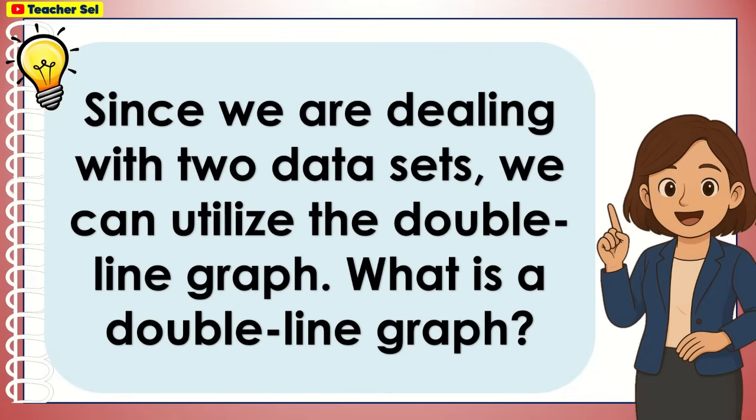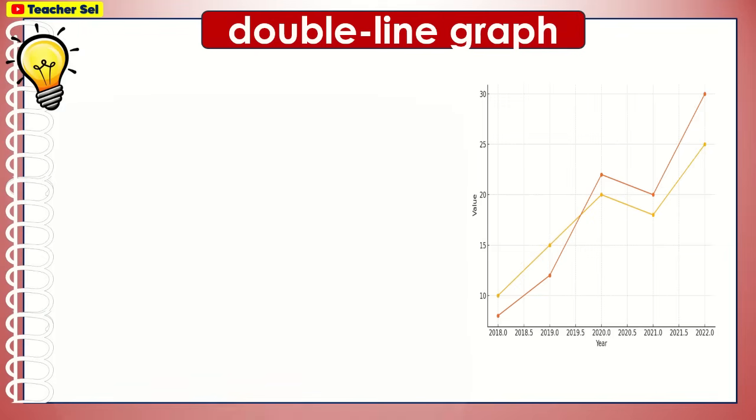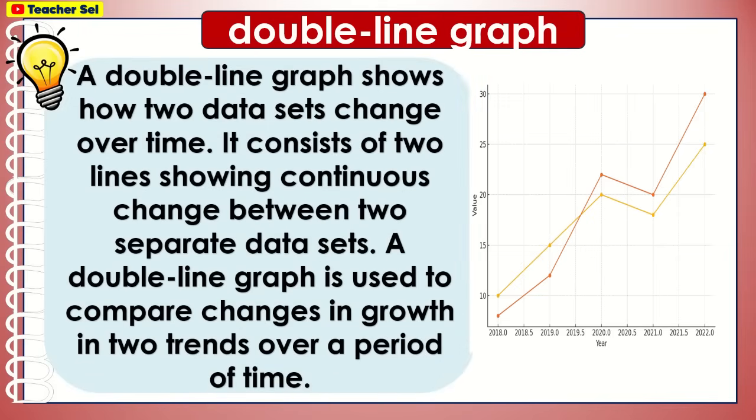Since we are dealing with two data sets, we can utilize the double line graph. What is a double line graph? A double line graph shows how two data sets change over time. It consists of two lines showing continuous change between two separate data sets. A double line graph is used to compare changes in growth in two trends over a period of time.